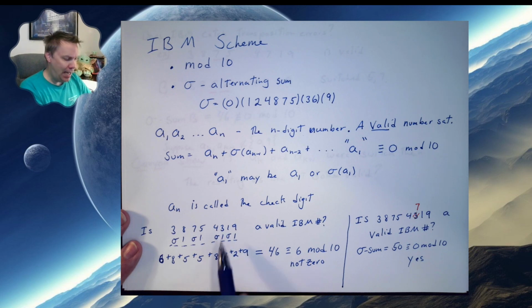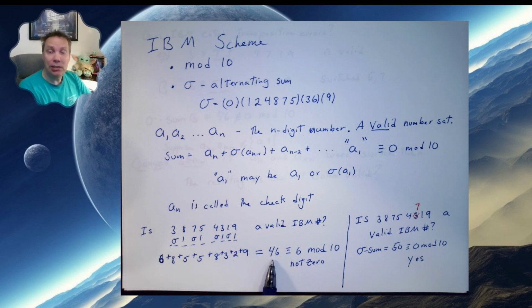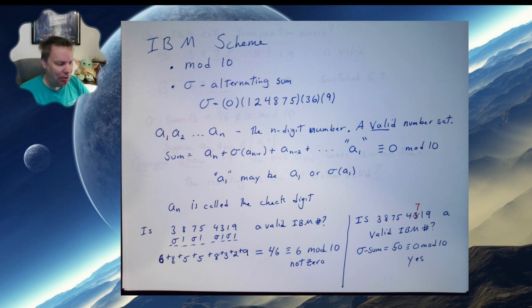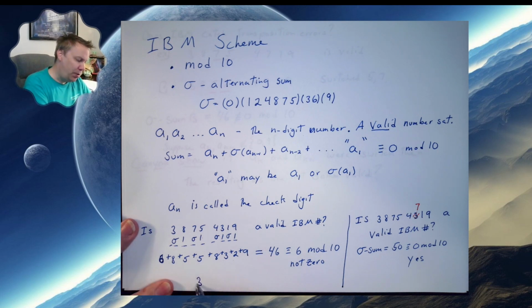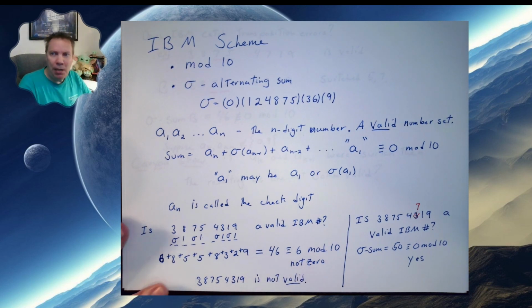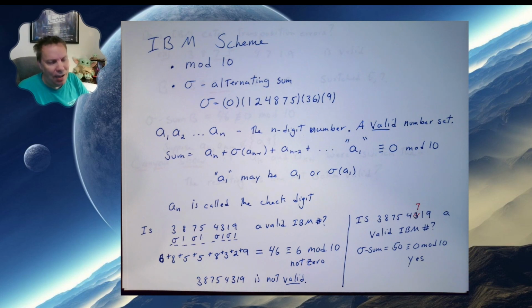Double 4, I get 8. 3 stays alone. Double 1, I get 2. 9 stays alone. If I add these up, I get 46. But 46 is 6 mod 10. It's not 0. So this is not a valid number. 3, 8, 7, 5, 4, 3, 1, 9 is not valid. And what I mean by not valid, it's not a valid IBM number.